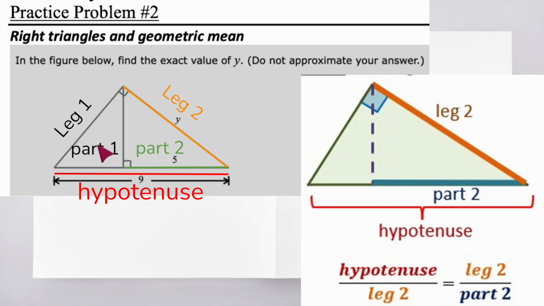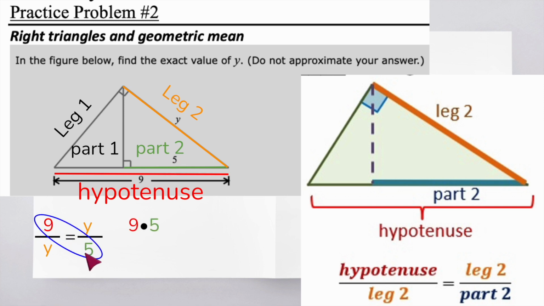Now you can see I labeled these just so that we can see them, but really, the information I have is part two and leg two. So let's go ahead and use the proportion that we can set up here using leg two and part two. I have my hypotenuse over leg two, which is y, equals leg two over my part two, which I know is 5. So now I'm going to cross multiply.